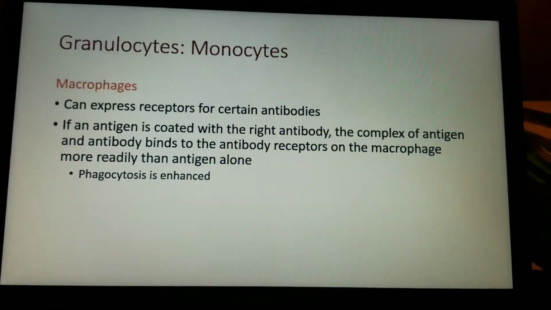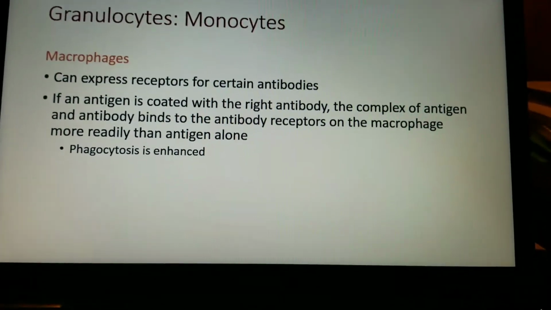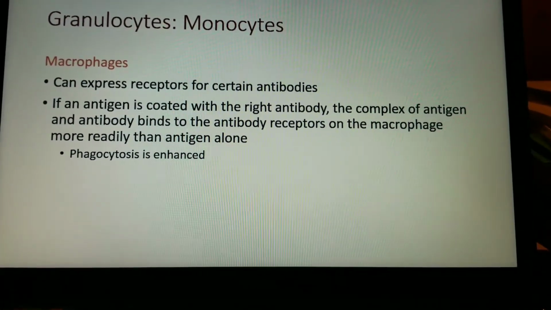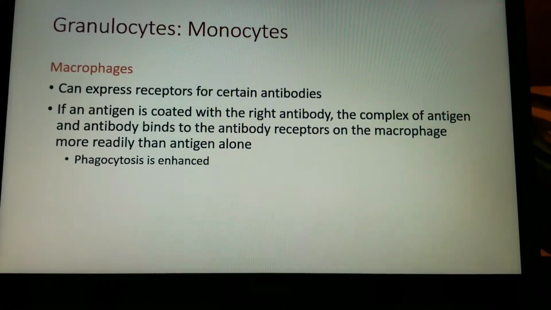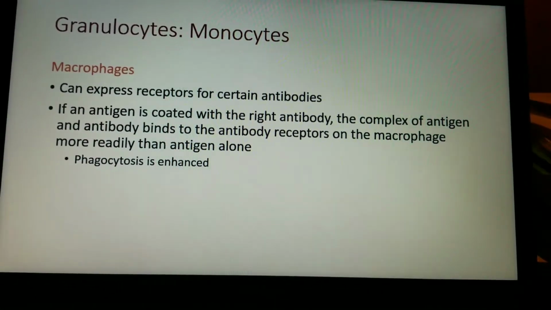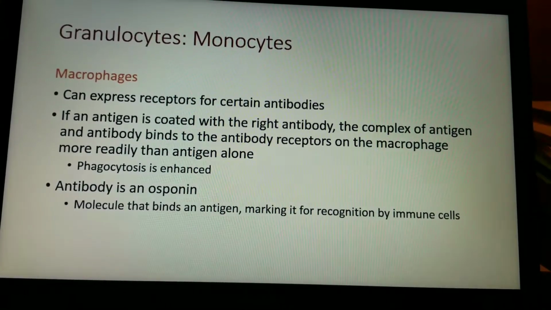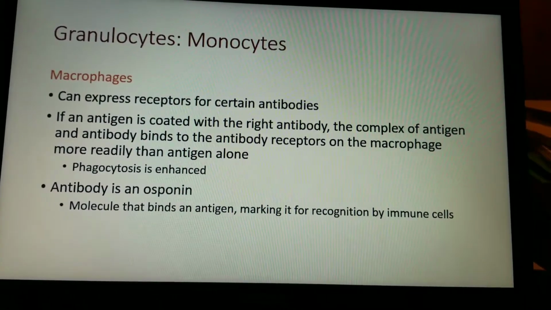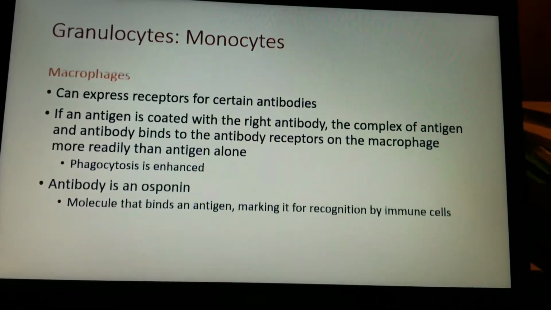Macrophages can express receptors for certain antibodies, and if an antigen is coated with the right antibody, the complex of this antigen and antibody binds to the antibody receptors on the macrophage more readily than antigen alone. This just means that phagocytosis is easier to accomplish. In this case, the antibody is an opsonin, which is a molecule that marks the antigen for recognition by the immune cells.